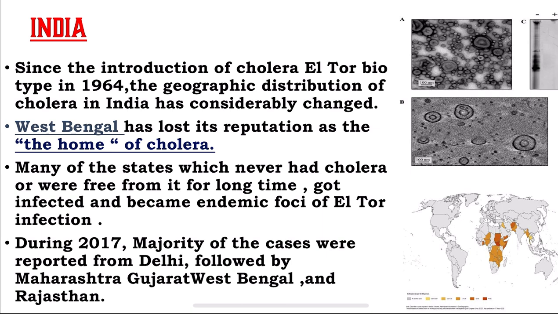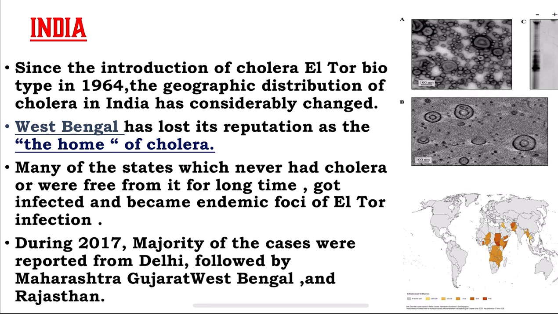The geographic distribution of cholera in India considerably changed after the introduction of cholera Eltor biotype. West Bengal, which was previously known as the home of cholera, is no longer called the same. It has lost its reputation as the home of cholera after the introduction of the cholera Eltor biotype. Now this has become a dominant strain, and it has changed the distribution of cholera.